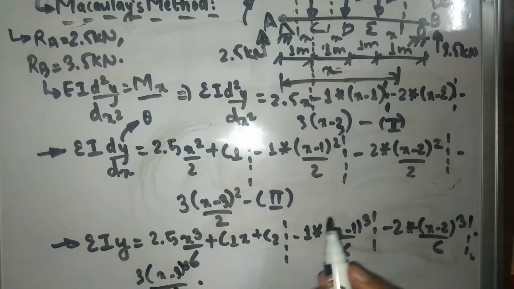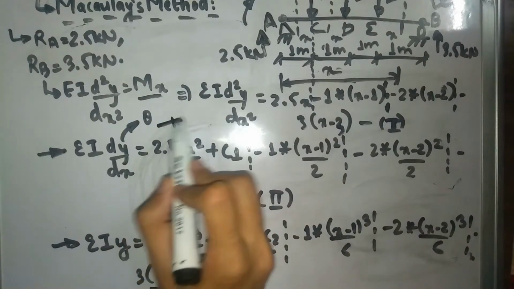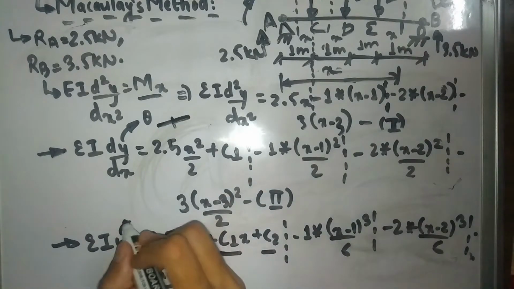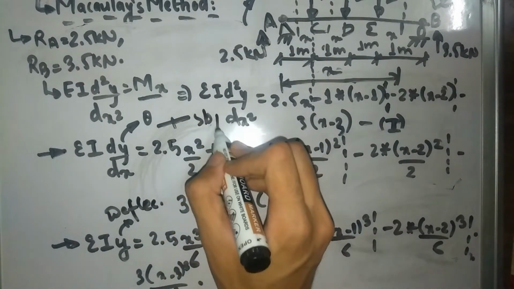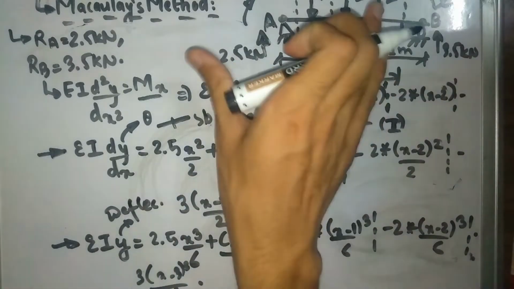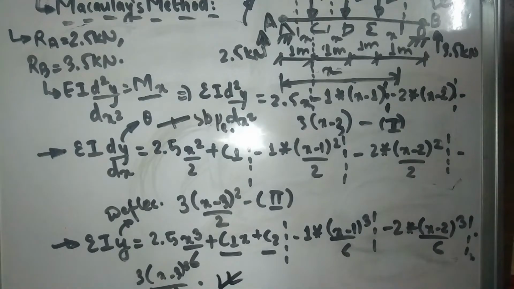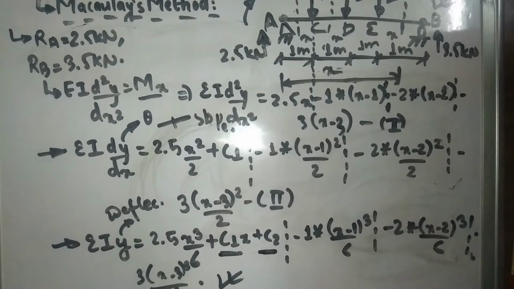So now we have our equations. This is my slope equation, and from this I can calculate my slope for the whole beam. And this is my deflection equation, from which I can calculate my deflection. But right now we have two unknowns, c1 and c2, and we need to find the values of these constants.